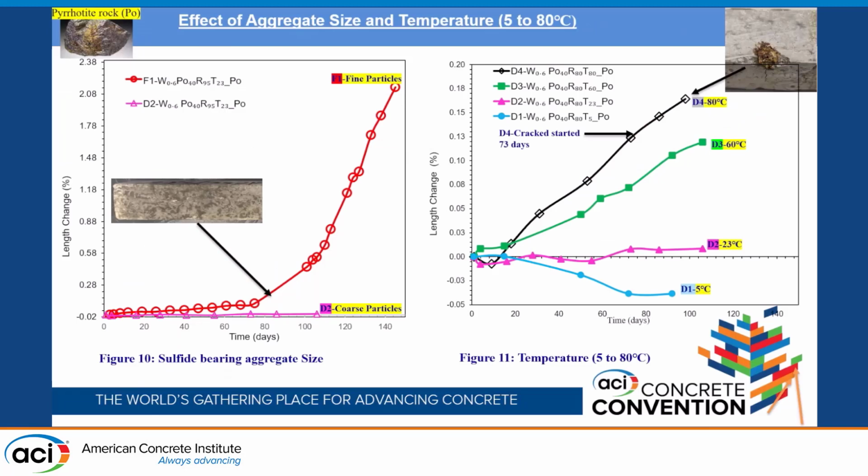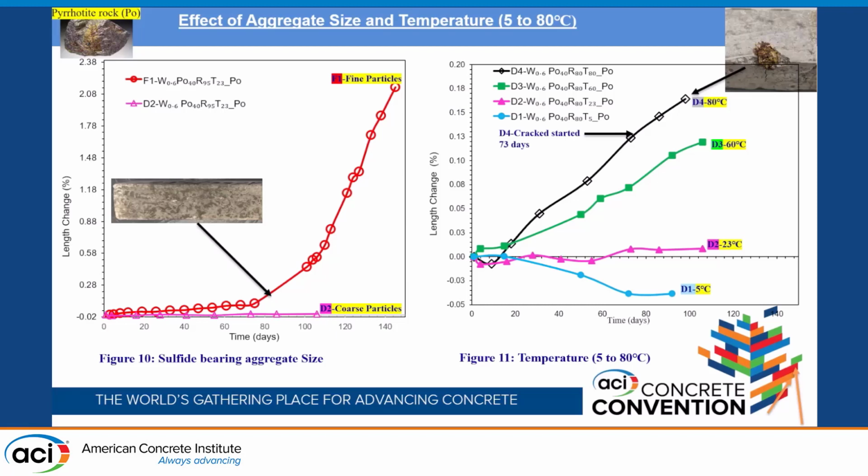Effect of sulfide bearing aggregate size. Here in figure 10, the F1 specimen was cast with fine particles. It showed the quickest expansion and broke completely after 147 days. On the other hand, the D2 specimen was cast with the same amount of pyrrhotite rock, but the particle size was bigger, and it showed only 0.01% expansion after 100 days. This is because smaller particle size means higher surface area, which corresponds to higher sulfur content exposed.